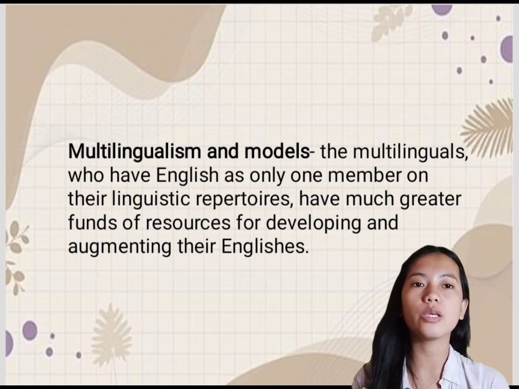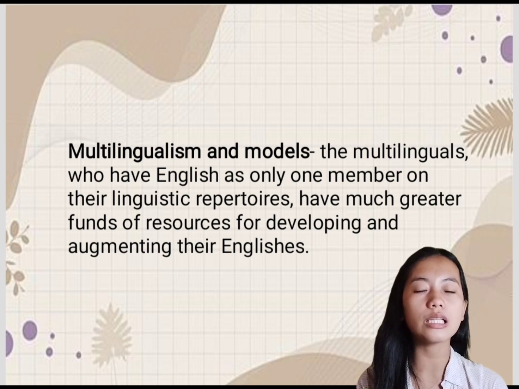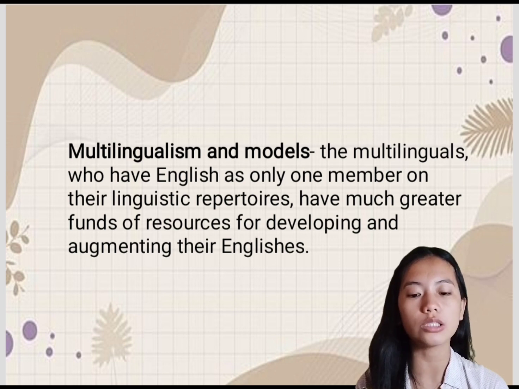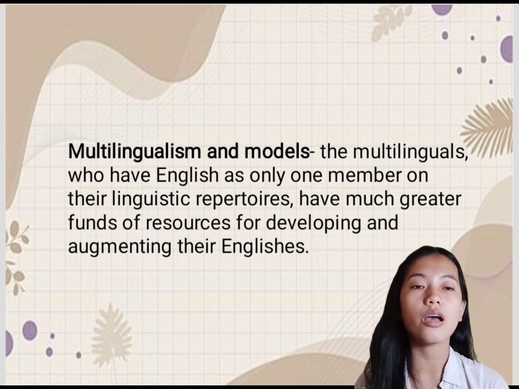And now we have multilingualism and models. Multilinguals who have English as only one member of their linguistic repertoires have much greater funds of resources for developing and augmenting their Englishes. Monolingual speakers may be baffled by the observation that multilinguals do not use the same language in all domains. This variability is taken as a sign of lack of proficiency in the total range by speakers of any single language of the multilingual repertoire.